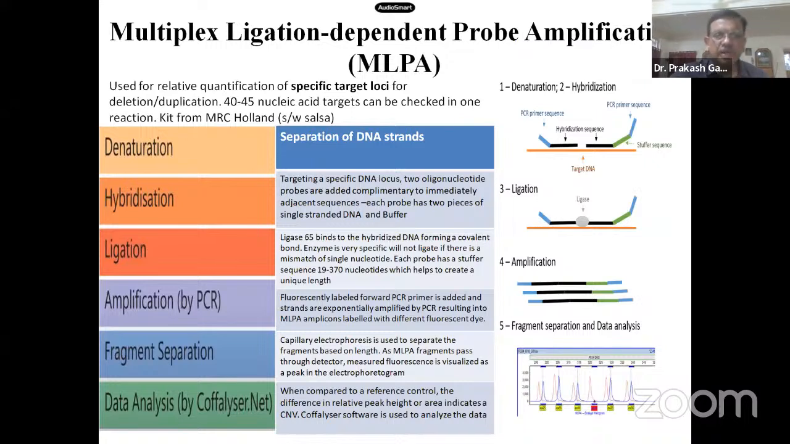Now we'll go to the technique popularly known as MLPA. I suggest that for any popular short form, you try to understand what it stands for, because that gives you the whole technique in a nutshell. MLPA means multiplex, where many reactions occur, ligation dependent, and probe amplification. So PCR is only used here.